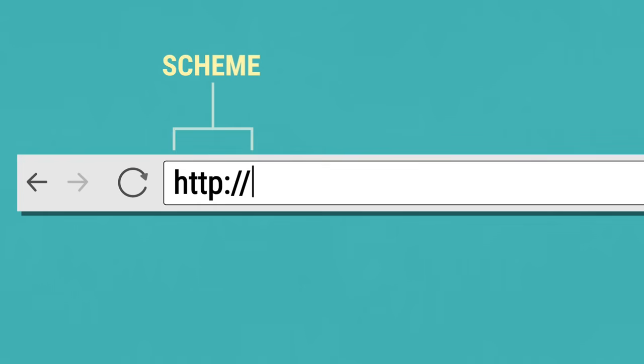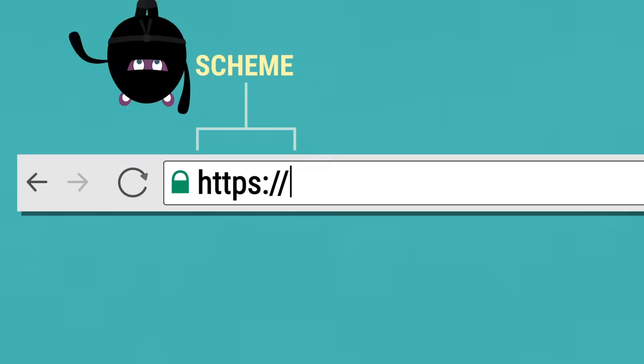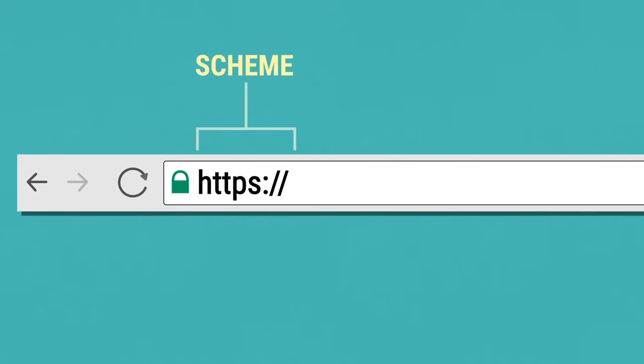A URL begins with the scheme, which tells your browser what type of address it is. The most common ones are HTTP and HTTPS, which is used when extra security is needed. Your browser usually hides the scheme to reduce clutter, and typically you don't need to include it.